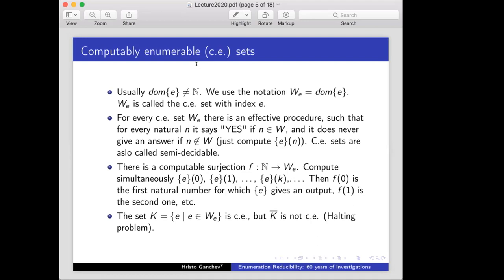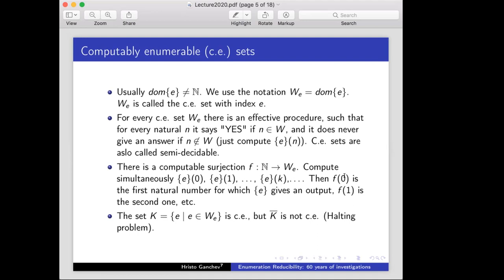Further, why are they called computably enumerable? They're called computably enumerable because there is a computable surjection from the natural numbers to W_E. How do we build this computable surjection? Just compute simultaneously E of 0, E of 1, E of k, etc. Well, you'll say it's not possible to compute simultaneously all of this. Well, you just upload your program and let E of 0 be computed. You give one step to the computer to compute E of 0. Then you upload E of 1 and give one step to E of 1 and another step to E of 0. Then you upload E of 2, etc. So you just do it like this. So like parallel computing.